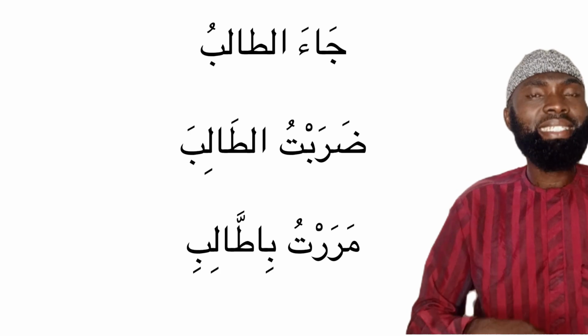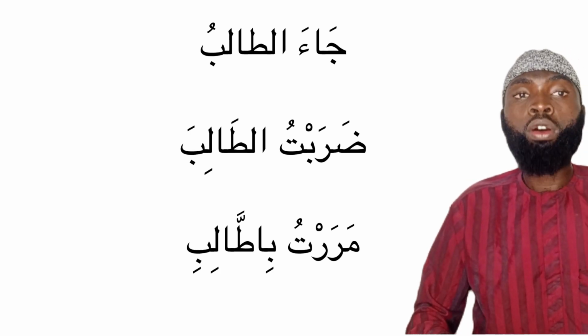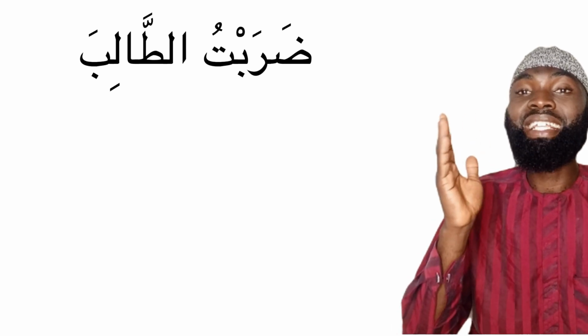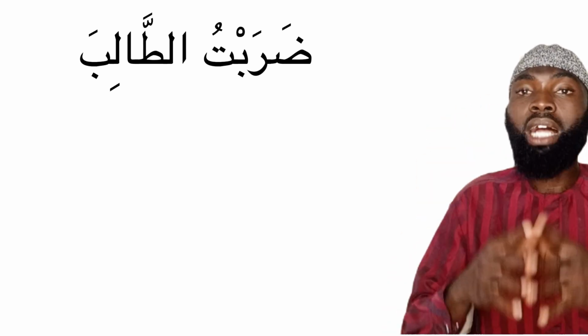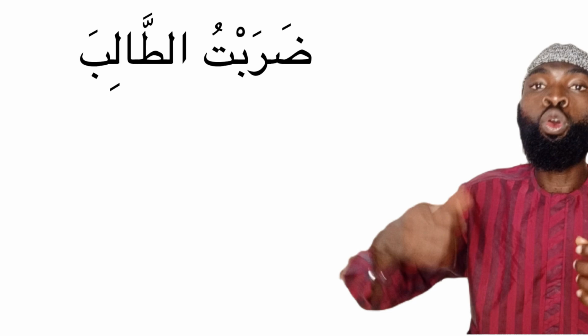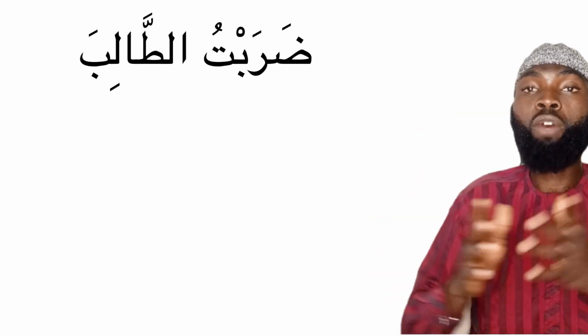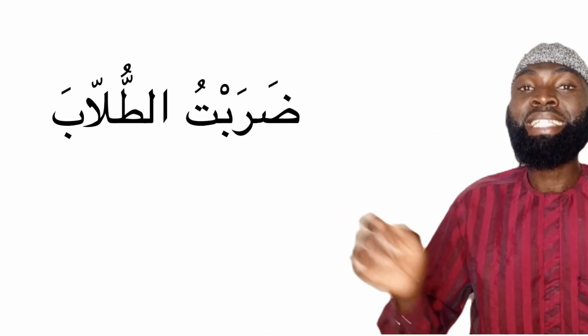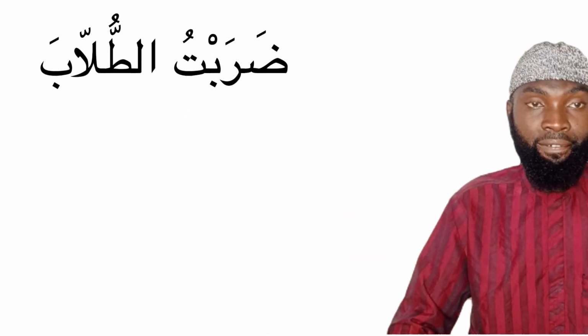Now, when you look at the second sentence, the word at-talib is carrying fatha, and this is because it is in the accusative case. Let's represent the word at-talib with at-tullab, which is the plural form of at-talib. That means I will say darabtu tullaba, I beat the male students. It will still be carrying fatha.